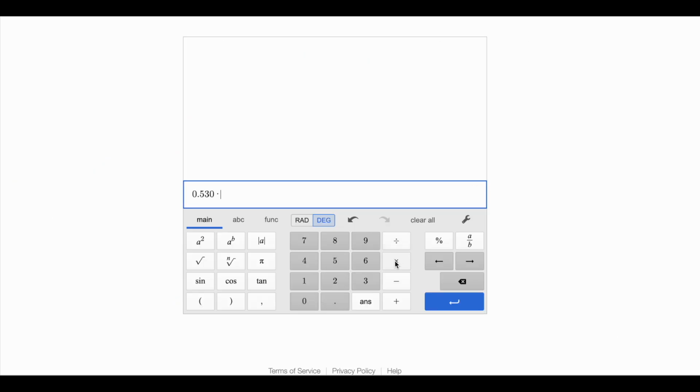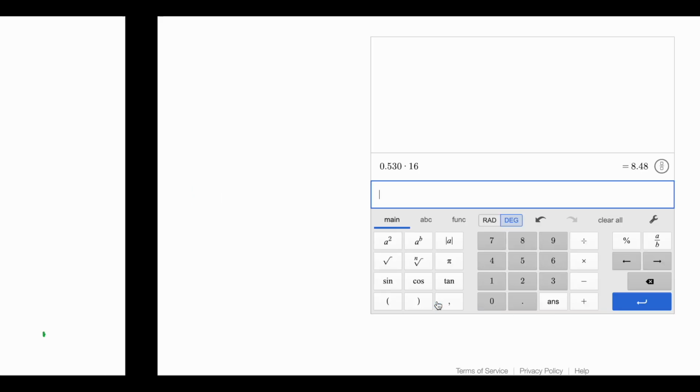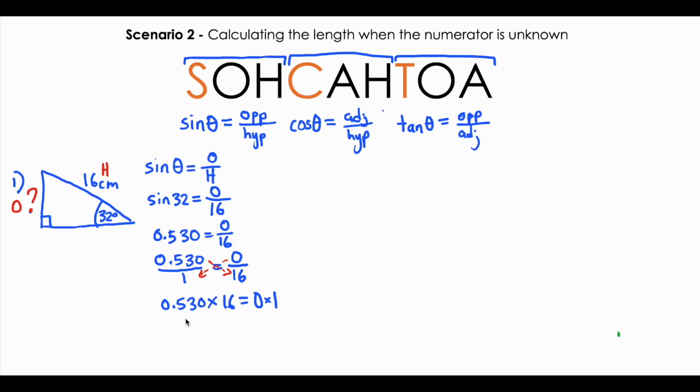0.530 times 16 gives us what? 8.48. Nice. So 8.48. And remember, this here is an O. So this O times 1 is actually O for opposite. So 8.48 represents the opposite. In this case, we know that this here is actually the length of 8.48 centimeters. So this is a process that we use when the one at the top is unknown, when we do not know what the value at the top is.